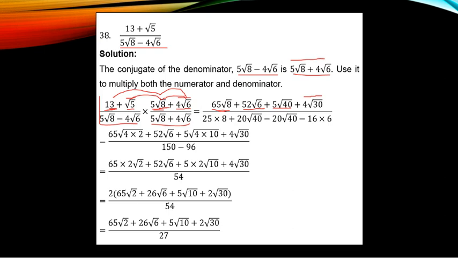See that? To the denominator, the first term, 5 root 8 times 5 root 8. That is 25 times 8. 5 times 5, 25. Root 8 times root 8 is root 64. And root 64 is 8. So you must note that. The second term times 4 root 6. 5 times 4, that is 20.